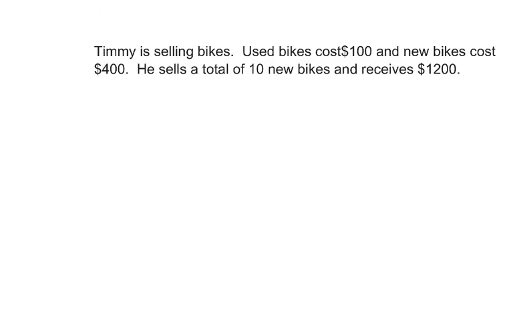Timmy is selling bikes. Used bikes cost $100 and new bikes cost $400. He sells a total of 10 bikes, not 10 new bikes, 10 bikes, and receives $1,200. Okay, so this is a situation where we have used bikes, which we call x, and new bikes, which we'll call y, because we don't know how many of each.